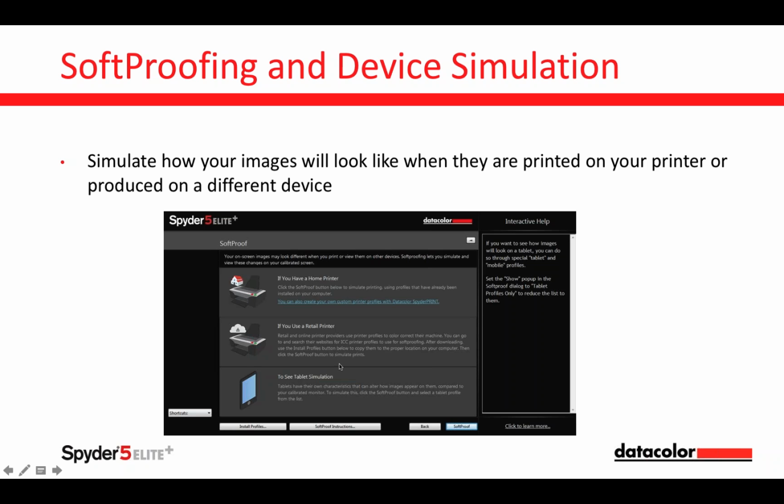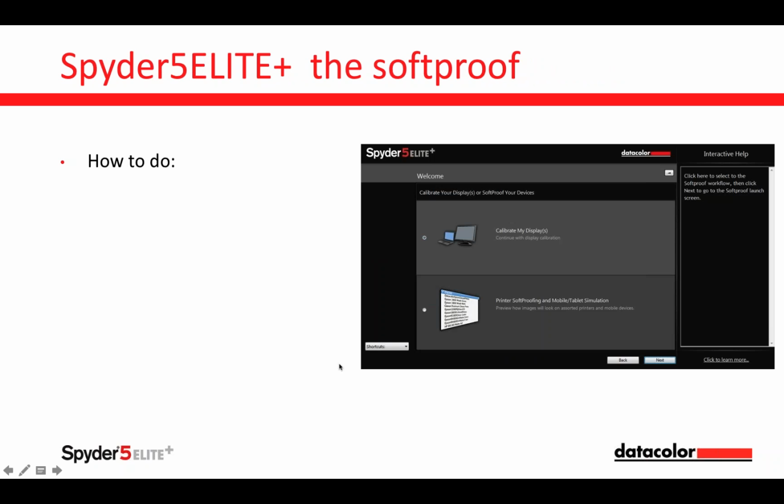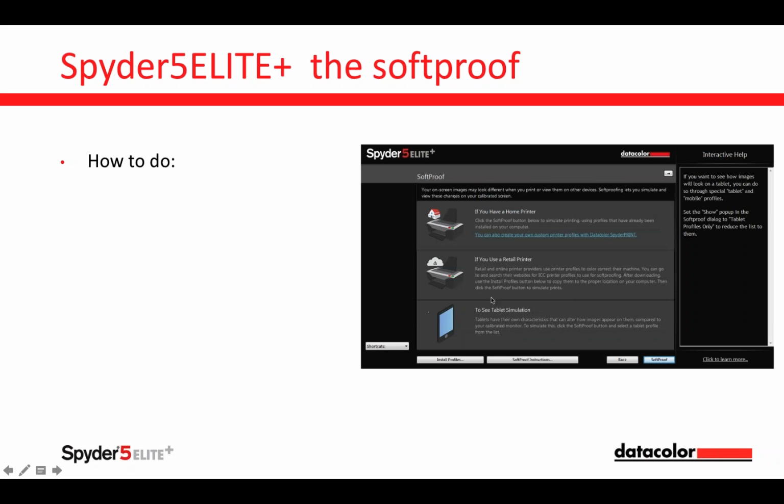So how to access that? It's the very first step in your software. Here is Calibrate My Displays. You know that function, I don't need to mention that in more detail. But here is the printer soft proofing and mobile tablet simulation. So you just click that radio button and it guides you through that screen. Here is a function that means Install Profiles. Yep, Install Profiles. Why should we do that?